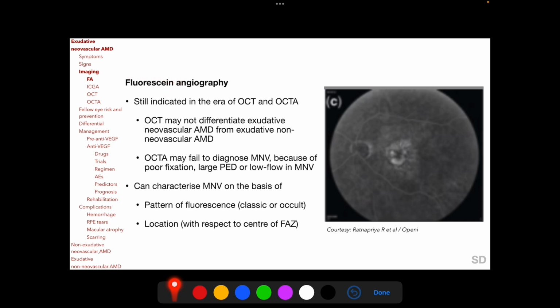Fluorescein angiography is still indicated in the era of OCT and OCTA because OCT may not be able to differentiate between exudative neovascular AMD and exudative non-neovascular AMD, and OCTA may fail to detect the MNV for various reasons. Fluorescein angiography can characterize the MNV on the basis of its pattern of fluorescence and its location with respect to the center of the foveal avascular zone.